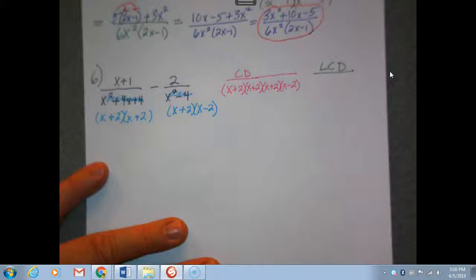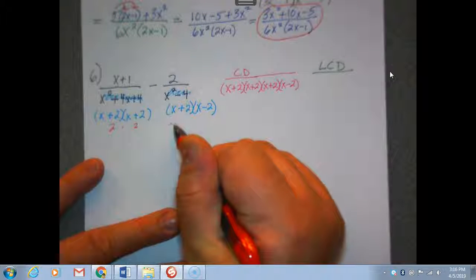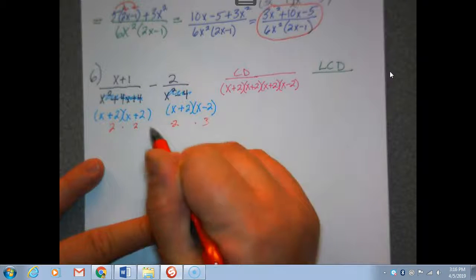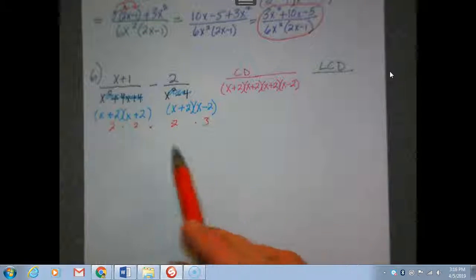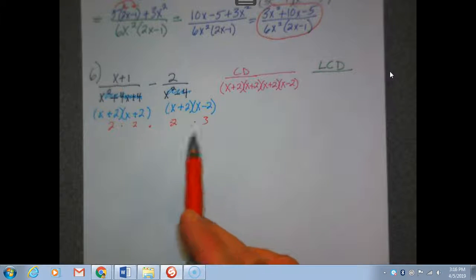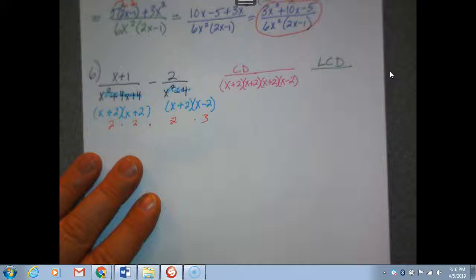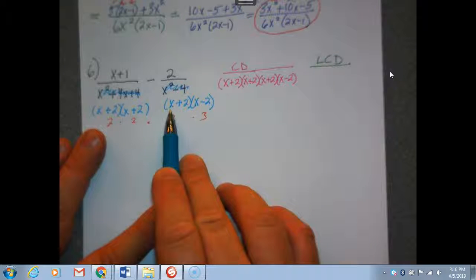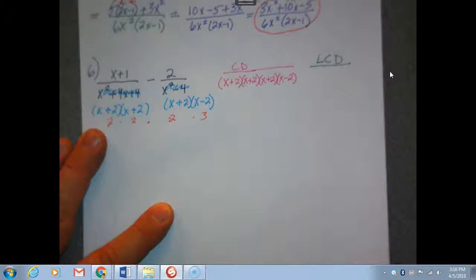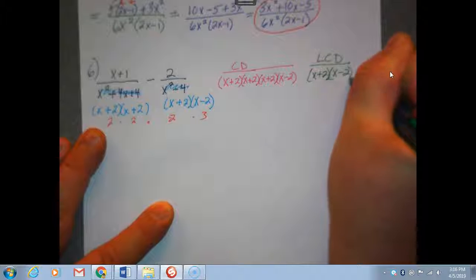Now, what if I just had 2 times 2 times 2 times 3? What would be my least common denominator? Yeah, my least common denominator is going to be 6. So my least common denominator is going to be what? Expand your abstract thinking a little bit. I don't need 3 of the x plus 2's. I only need one of them. x plus 2, x minus 2. That's all I need. Okay?